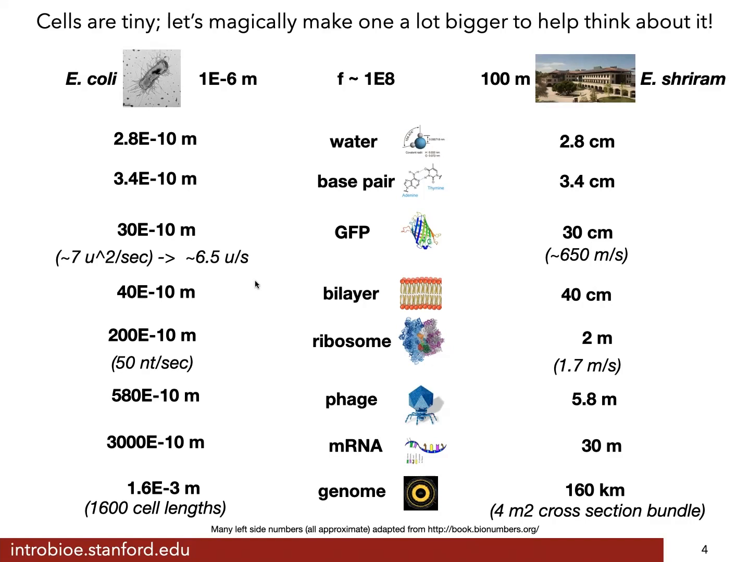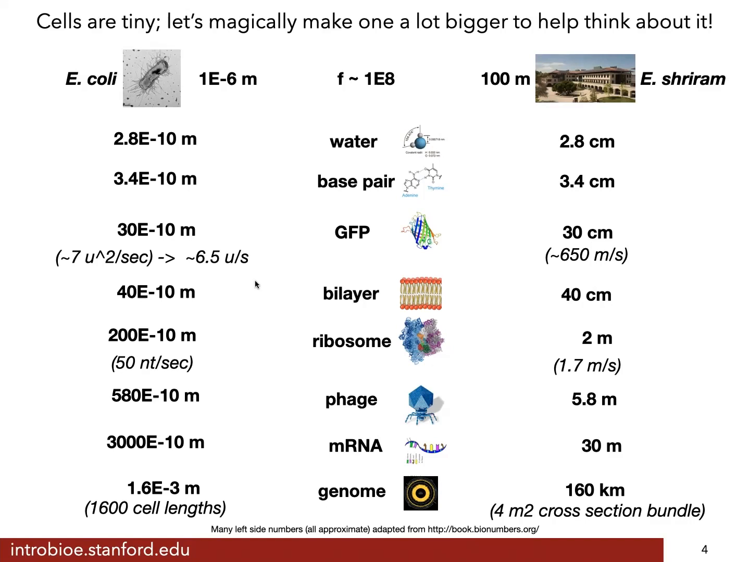The bilayer encapsulating things, 40 centimeters, almost half a meter. The ribosome that's making proteins, it's 2 meters tall. It's about 6 feet tall. That feels friendly. Like I can deal with that. The phage, this virus that could be infecting a cell, is kind of intimidating. It's 6 meters. Wow. Interesting to think about that. It's like a 2-story building.